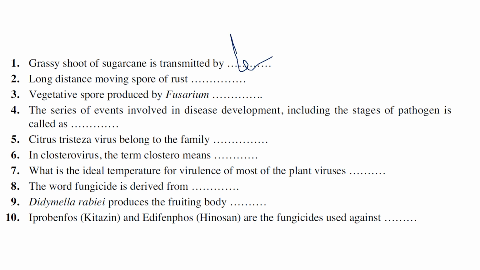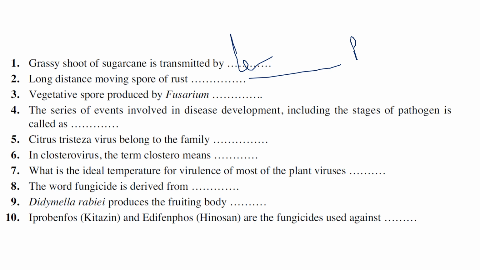Long distance moving spore of rust. Generally, while studying this wheat stem rust, we know there are 5 kinds of spores, right? Pycniospore, Aeciospore, Uredospore, Teliospore, and Basidiospore. Among all the spores, Uredospore is generally considered a long distance spore, where it is being reported in various kinds of literature that it can travel around 3000 kilometers, right?